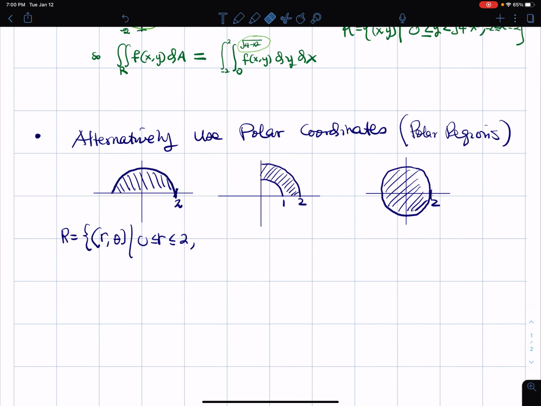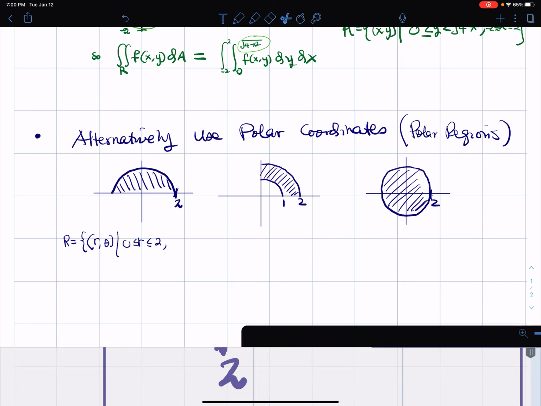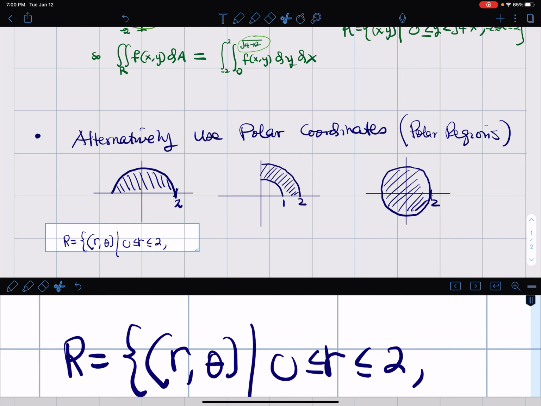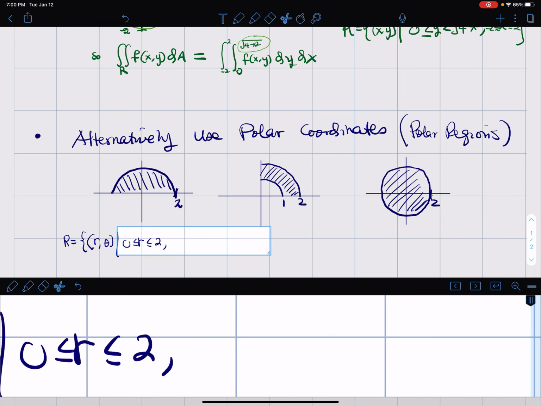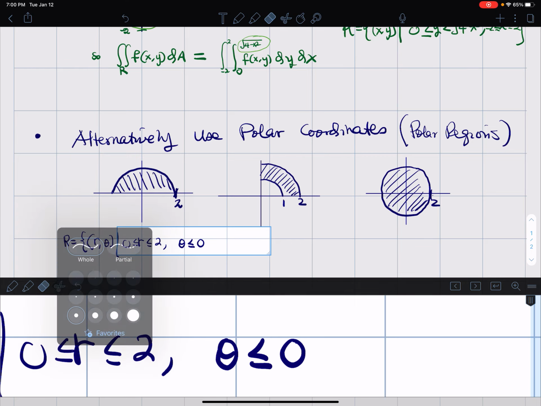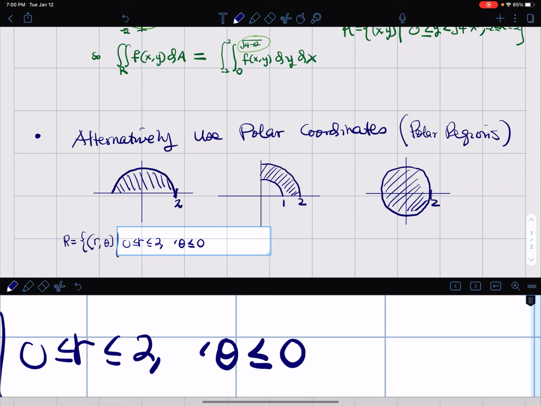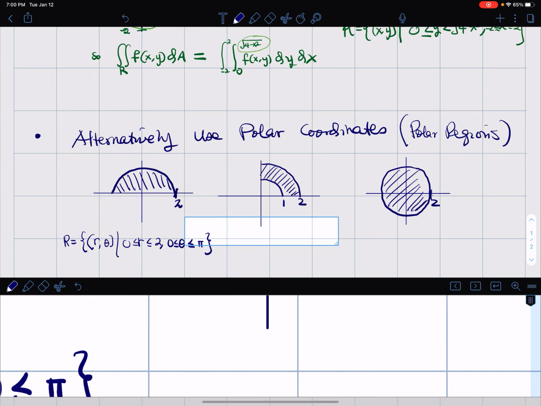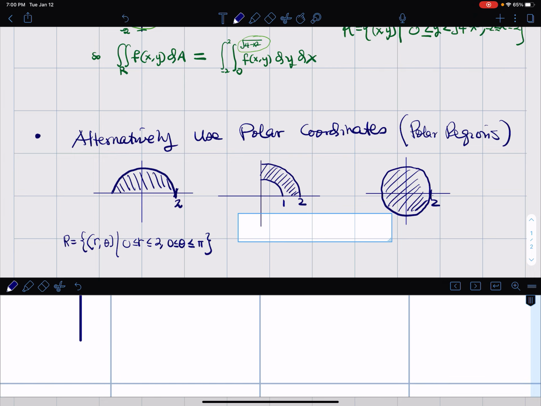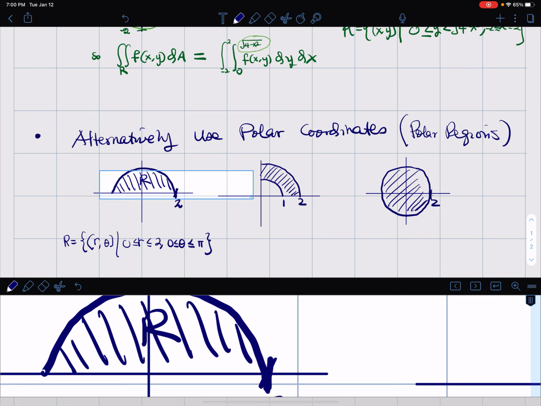It's so hard to see everything here. And then theta is between 0. Actually, 0 should be lower. Theta is between 0 and 180 degrees, which is pi. Okay? Now, that's our first R.